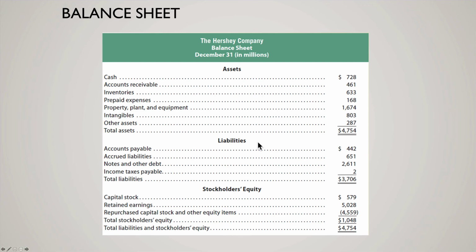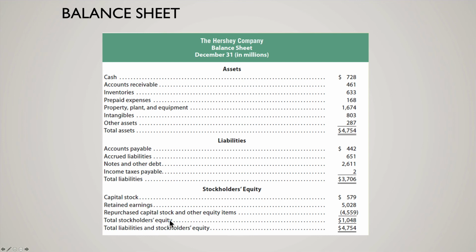And then liabilities are monies that you owe to creditors, either accounts payable, which are monies that you owe to your suppliers, or other debt. Notes are like bank notes. Those are loans that you've taken out. So those are $3.7 billion in liabilities.